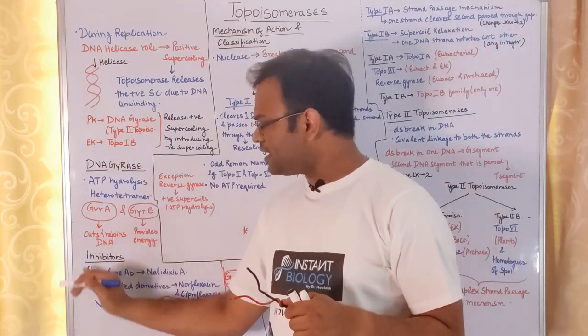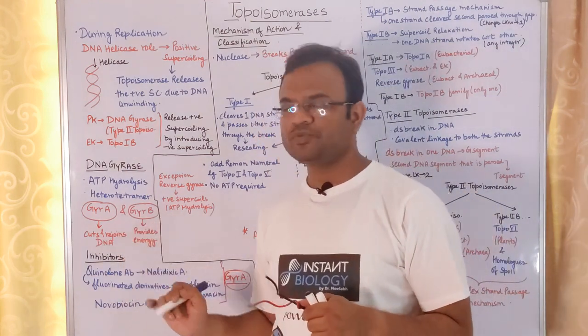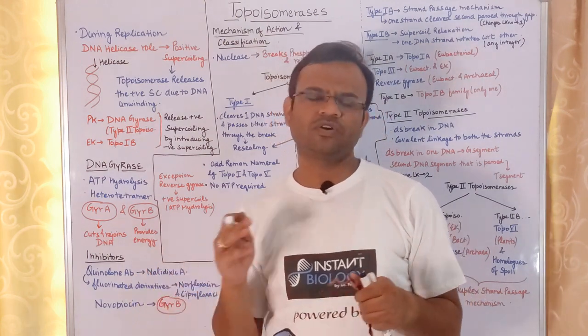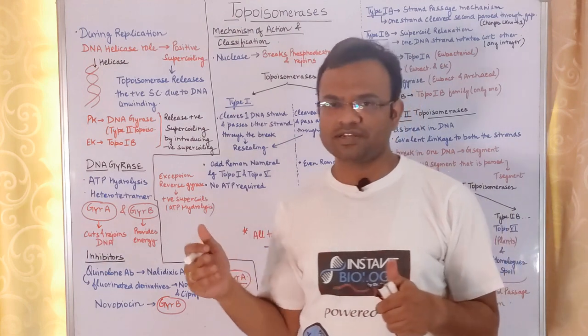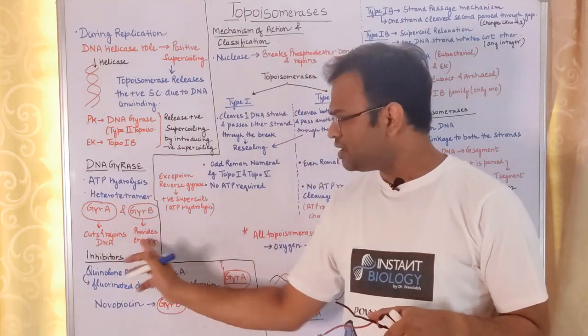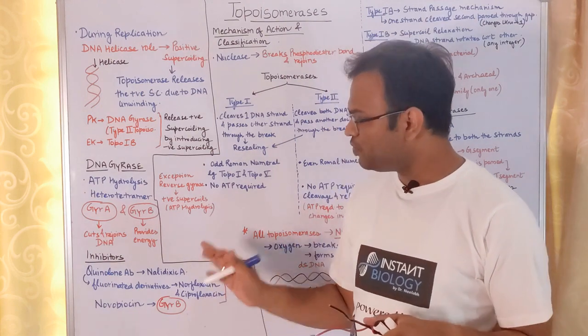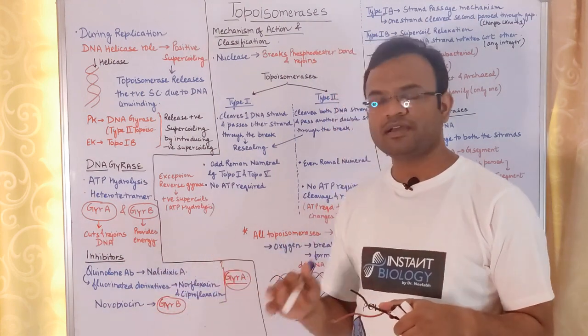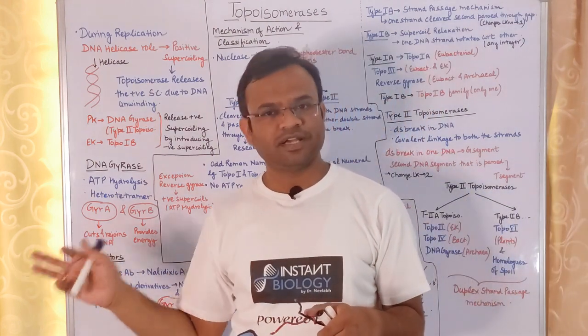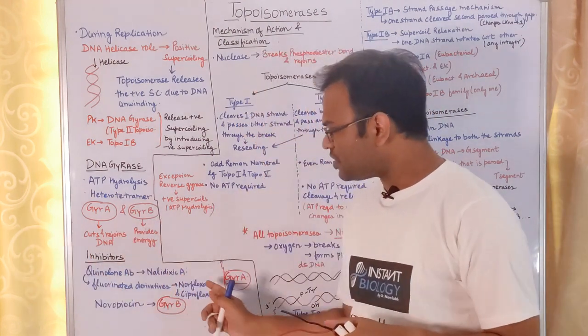Now, again, a very important concept comes into being, which is about inhibitors. Antibiotics are one of the most important things that are asked in GATE, BET and CSIR NET examinations. You should be very well aware of which antibiotics inhibit the Gyrase A subunit and which antibiotics inhibit Gyrase B. Let us talk about this.